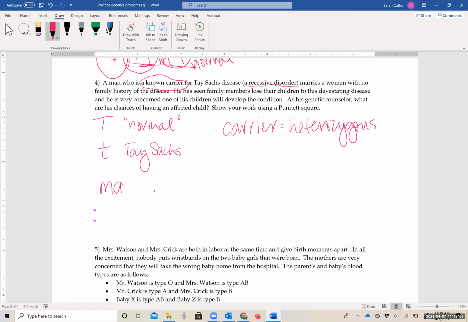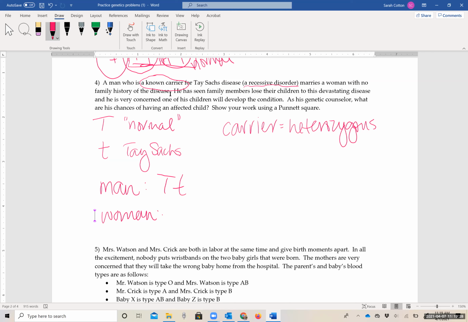Big T, little t. Perfect, because he's a carrier. Okay. All right. He marries a woman, and it says about the woman with no family history of the disease. So if she has no family history of it, it's not in her family at all, what are we going to assume about her genotype?